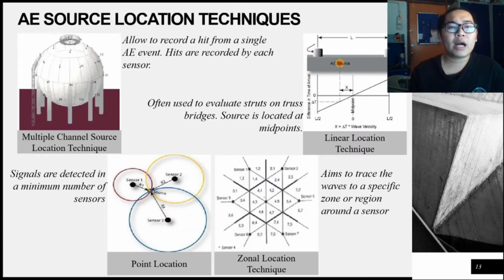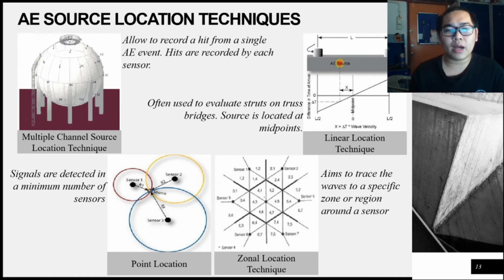So now I'll present the acoustic emission source location technique. Technically, there are 4 types. The first one is the multiple channel source location technique, which allows recording a hit from a single AE event. Hits are recorded by each sensor, where the source can be located by knowing the velocity of the wave in the material and the difference in hit arrival times among the sensors, measured by hardware or computer software. This enables locating the defect in a workpiece or a specimen.